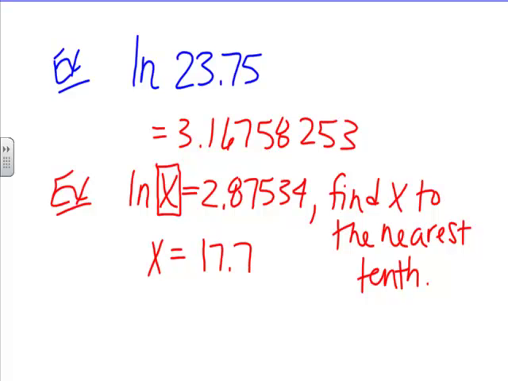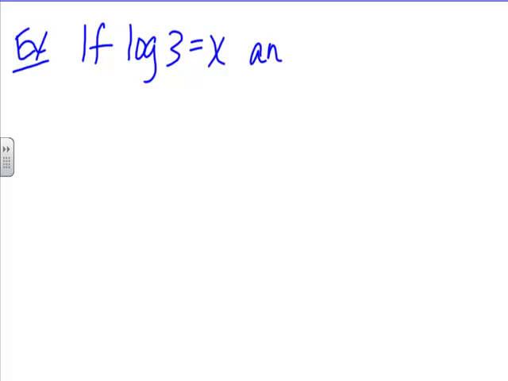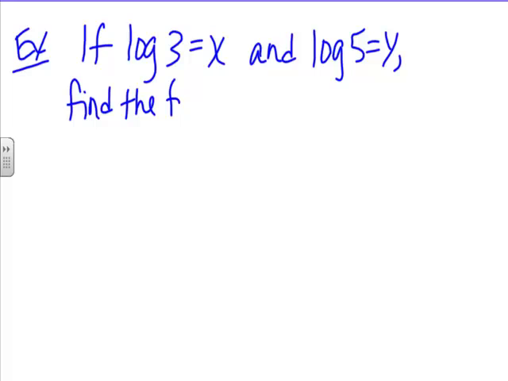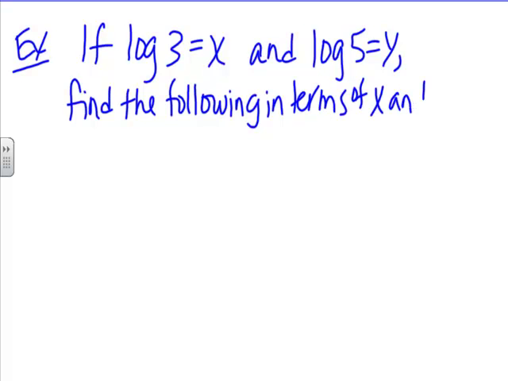Okay, summary. Common log base 10, ln, natural logs base e. One more example, because you're going to see this in the problem set for these sections. I've already done one of these in the previous video, but just to review. If log 3 is equal to x, and log 5 is equal to y, find the following in terms of x and y. And I have to tell you that these are quite popular on the Regents because it's forcing you to show some understanding.